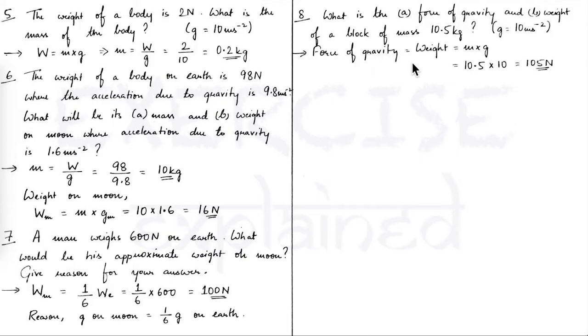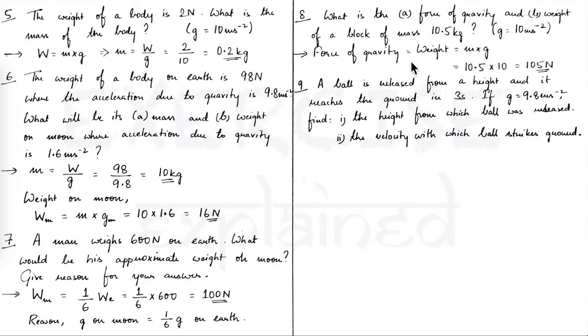Now, as you can see here, force of gravity and weight both will be same because both act in the downward direction and both are supposed to be the same. So that is 105 newtons.